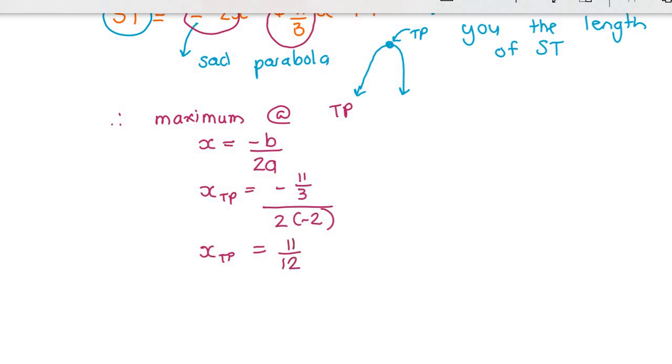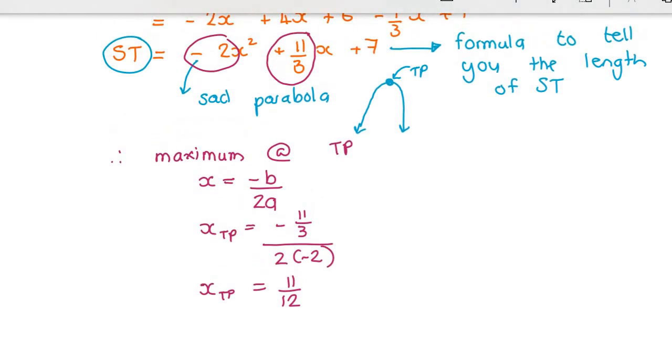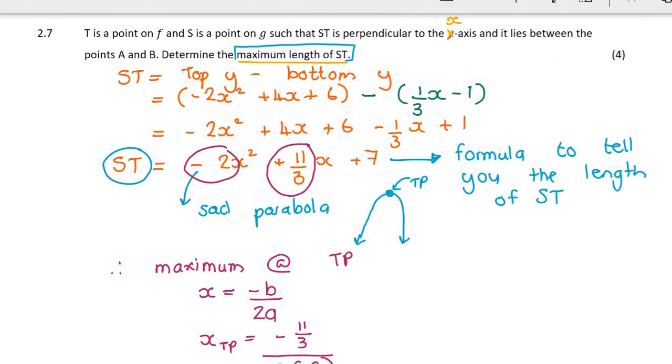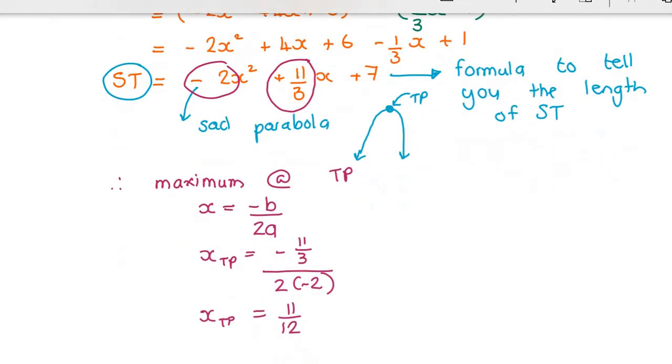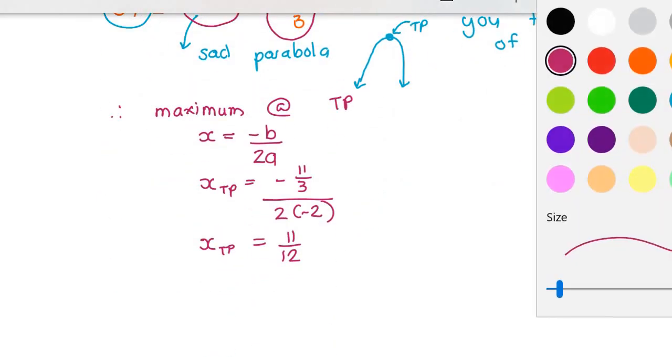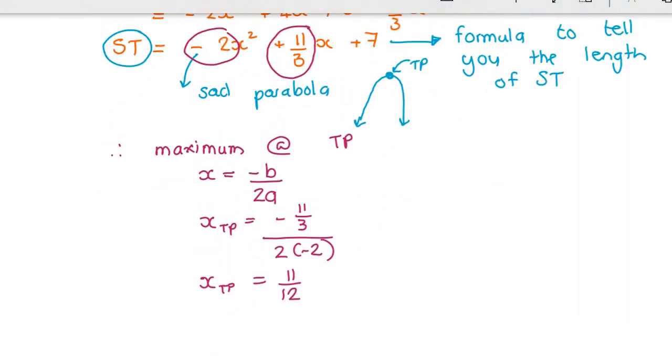So this particular ST expression, when X is 11 over 12, will maximize this ST. Now we still haven't answered the question because it didn't say at what X value it will be maximized. It said what is the maximum length. And so what I still need to do now is go to this expression of ST and actually sub in my X value.